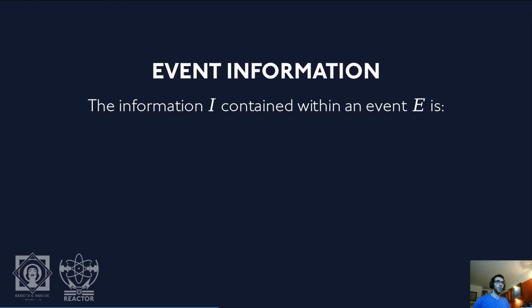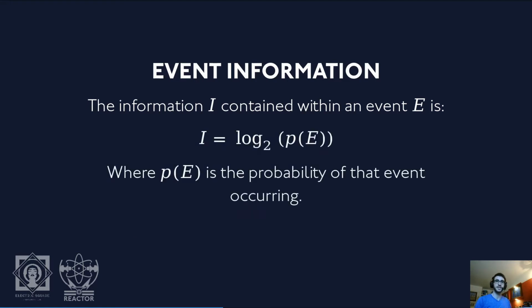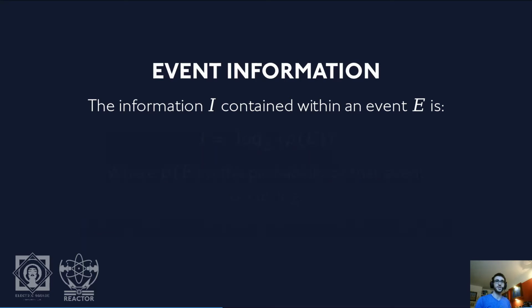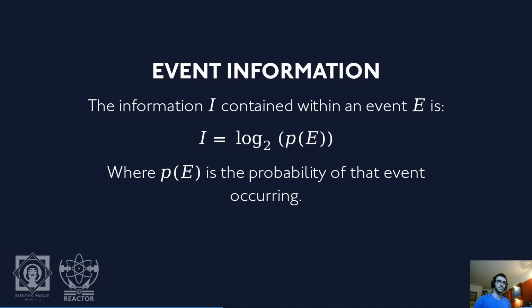So if we have an event E, what is the information contained within that event? And there's an equation for this. It's very simple. We just say that the information of an event is just the logarithm of its probability, where the probability is the probability of that event occurring. And that's it.